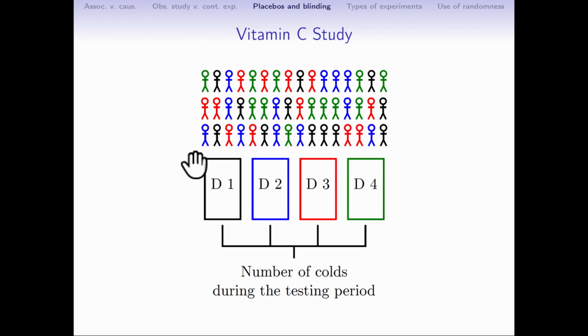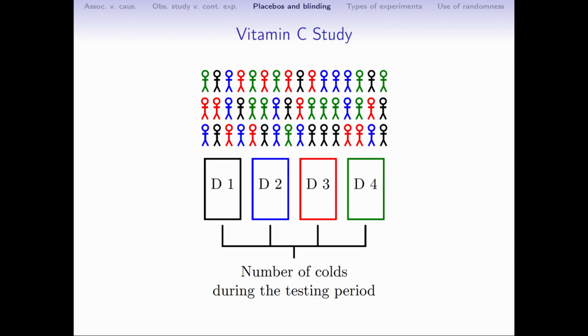We also want to take our randomly sampled group of volunteers from the population. So we hope that these people represent the population as a whole. And we want to randomly assign them to these different groups. So we want to put some people in the black, blue, red, and green group randomly. Again, because there might be lots of things that affect whether or not you get a cold during our testing period. And so we want to wash out all of these effects by randomization and concentrate just on the effect then in our experiment of the vitamin C dosage.